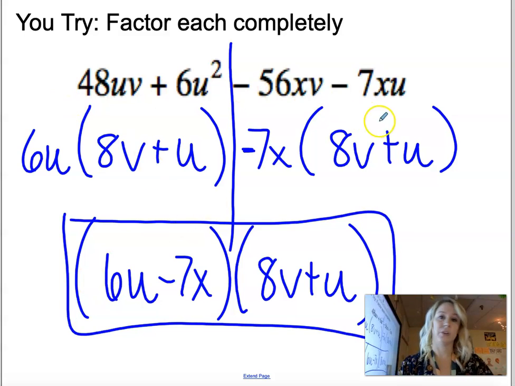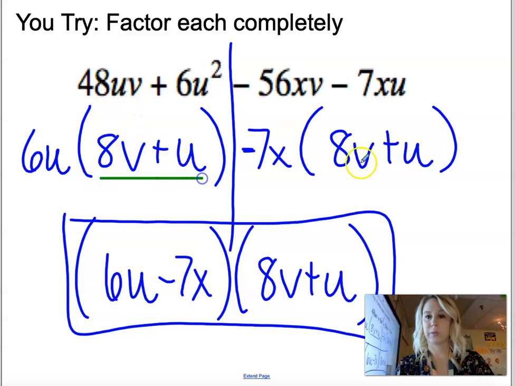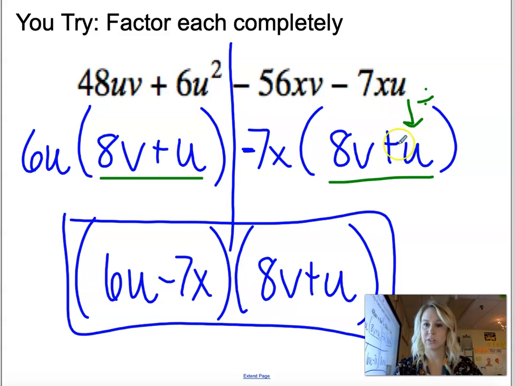On the next one, there was no GCF. 6 and a 7 have nothing in common. They did not have any of the same variables, so I could go ahead and factor by grouping. Took out a 6u. That left me with an 8v plus a u. Duplicated that parenthesis, and then I looked at these last 2 terms and divided them. So this is an imaginary 1 right here. So negative 7 divided by 1 is a negative 7, and then these both had an x term that was not in the parenthesis, so I needed an x on the outside. So I would get 6u minus 7x. That's where I paused the video, but if you have any questions, let me know.